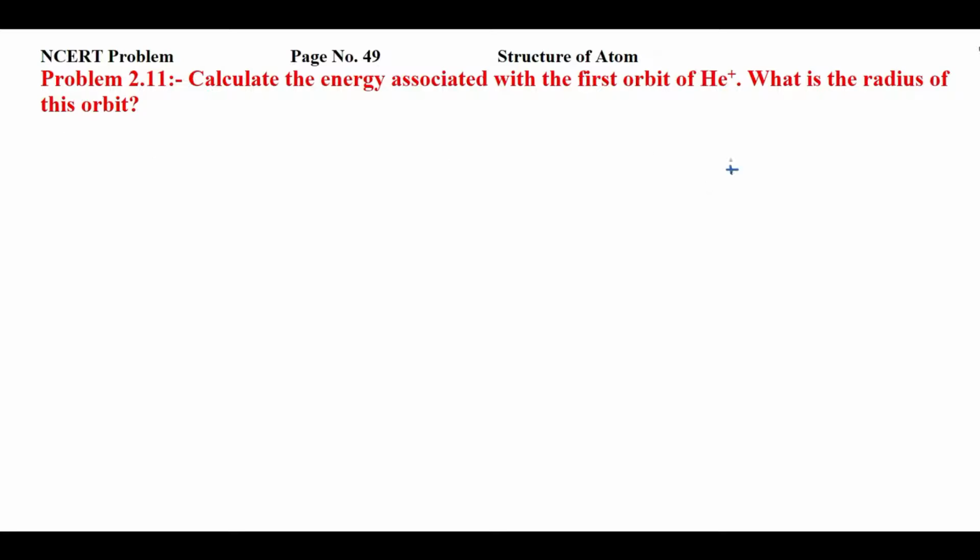So in this question, there is an ion that is He positive, right? And in this He positive, there is only one electron present over here. First of all, you have to tell the energy of this atom in first orbit, right? And the second question is you have to tell about the radius of this orbit. That means you have to tell about this value, right?